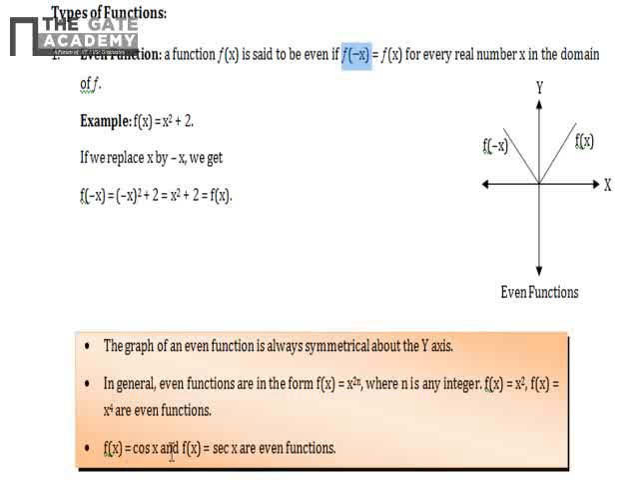There are some examples that cos x and sec x are even functions, and any function in the form x raised to 2n will always be an even function.